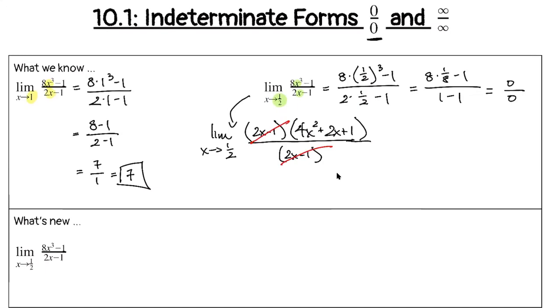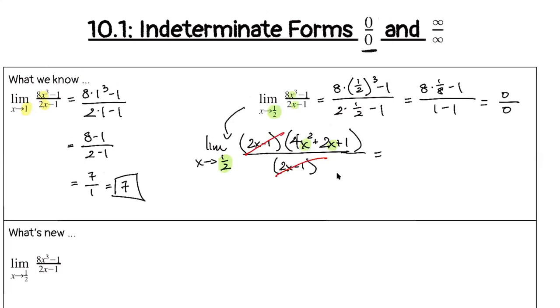And so now I'm plugging in 1/2, but I'm plugging it into the remainder of the expression. That's going to give me 4 times 1/2 squared plus 2 times 1/2 plus 1, or 1 plus 1 plus 1, which gives us a total of 3. Okay?